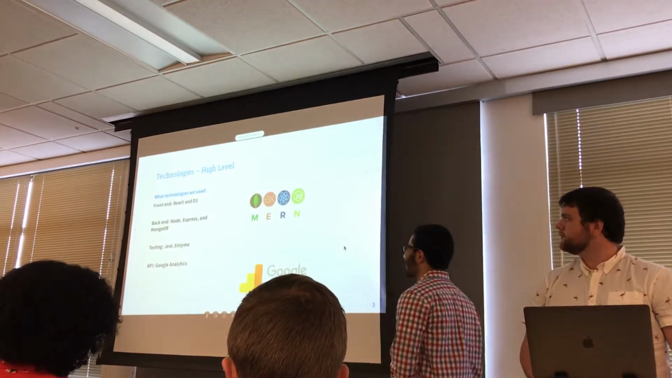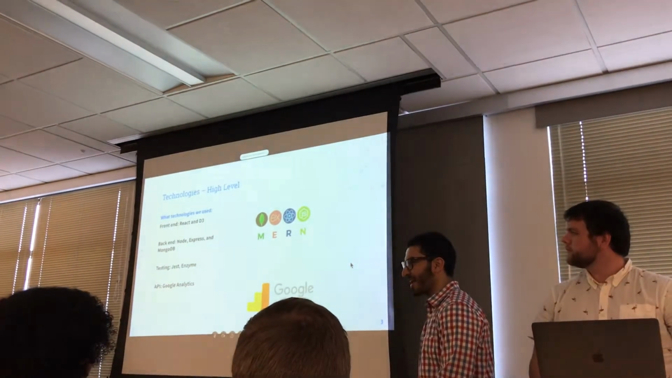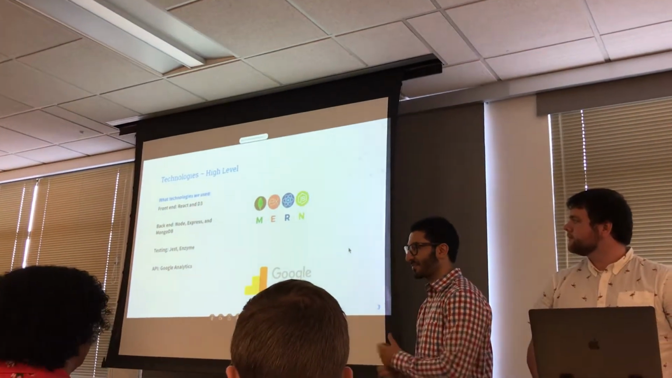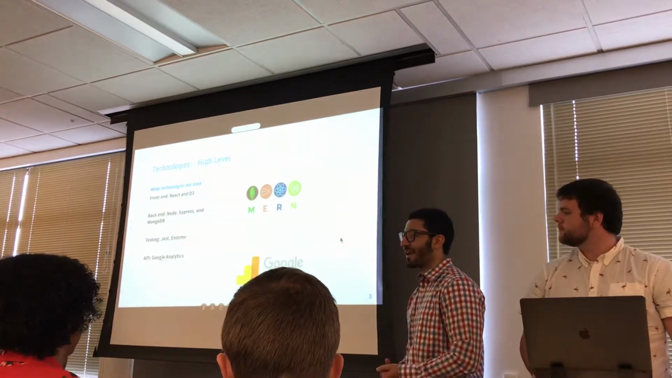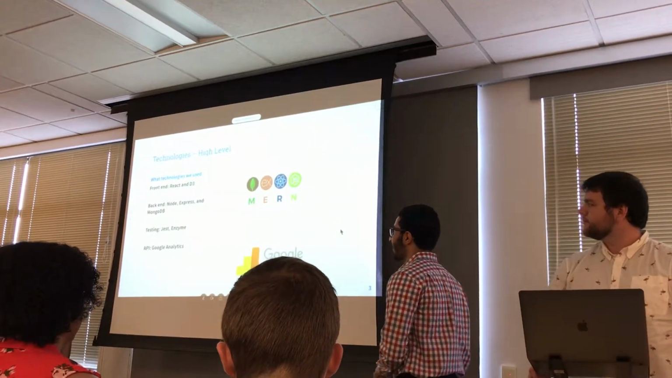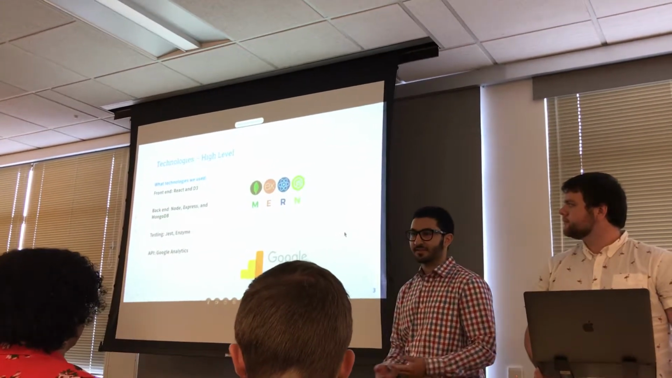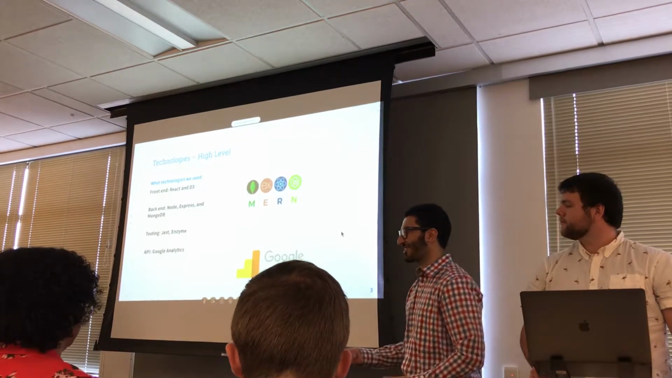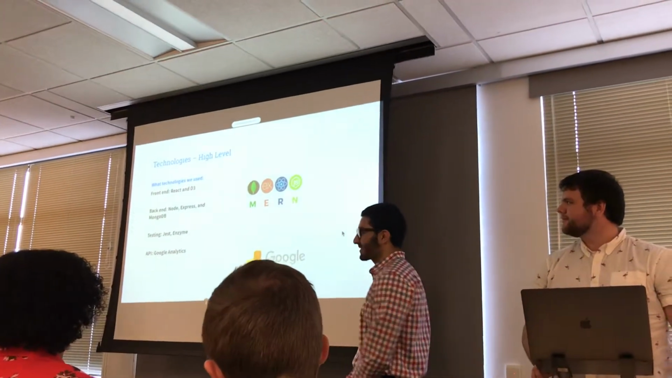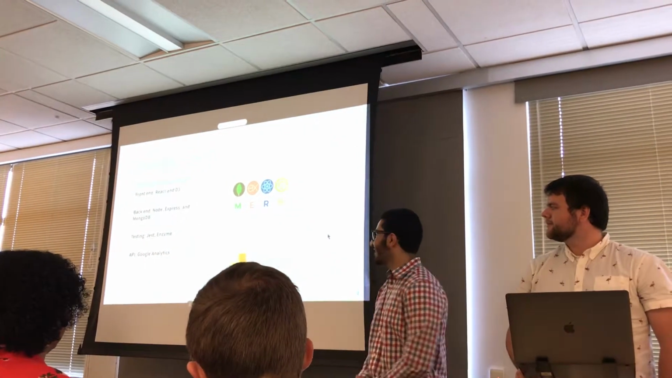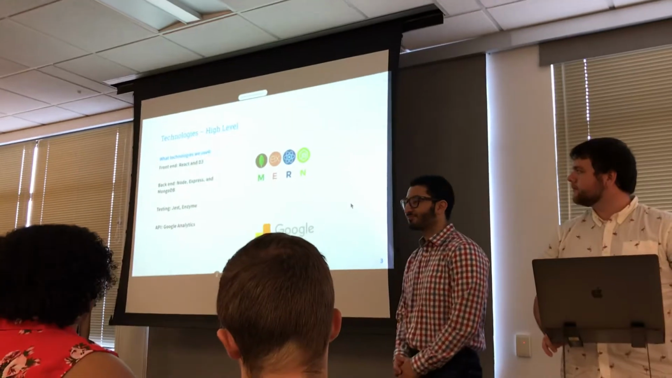Okay, so this is the tech stack. We use something called the MERN stack, so you may have heard of it. The M stands for MongoDB, E stands for Express, R stands for React, and N stands for Node. So the front end was in React, and we also use D3 to visualize the data into bar charts, donut charts, line charts. Back end, Node, Express, Mongo. Testing, we use Jest and Enzyme, and we use the Google Analytics API for user data.